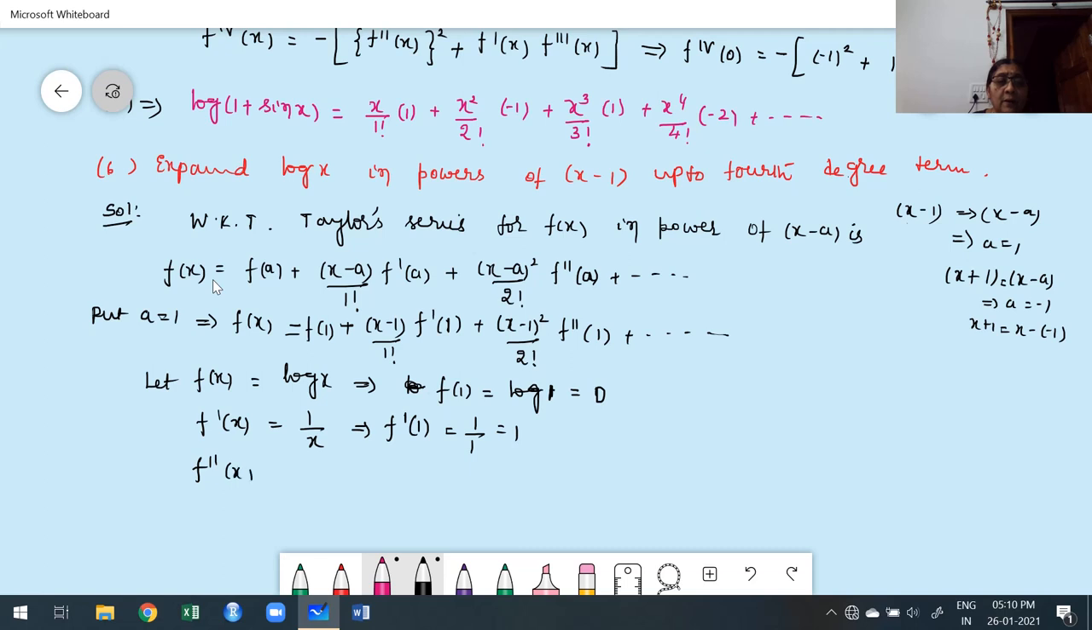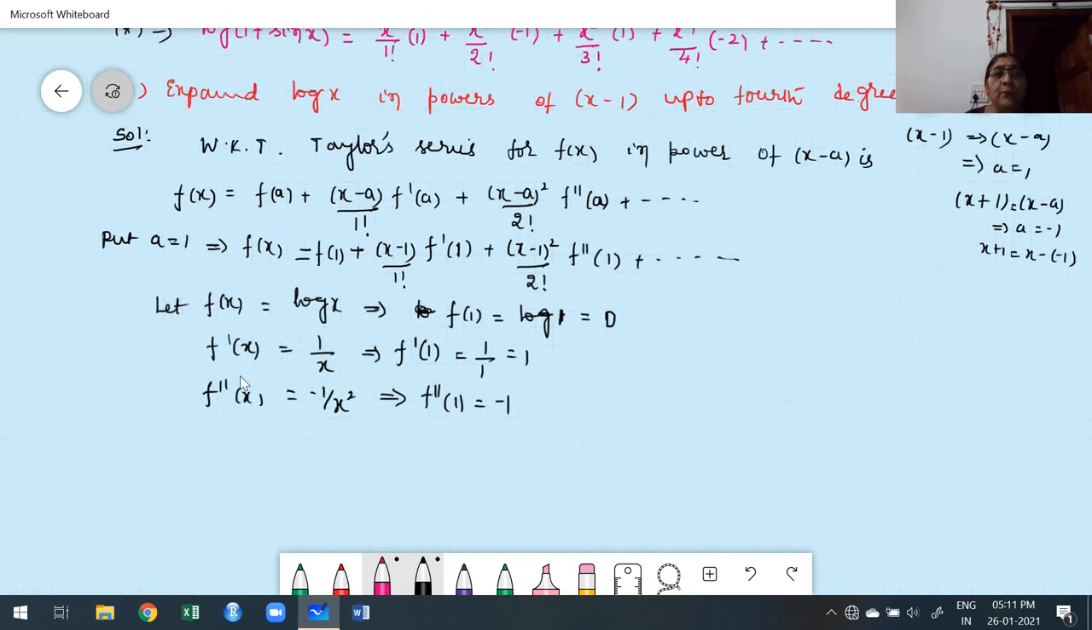f double dash of x is minus 1 by x, where you already know it's a very simple function. What is f double dash of 1? It is minus 1. Similarly, find out the third and fourth derivatives.